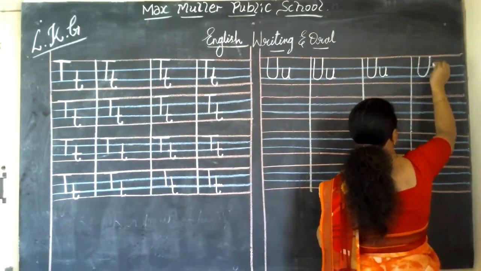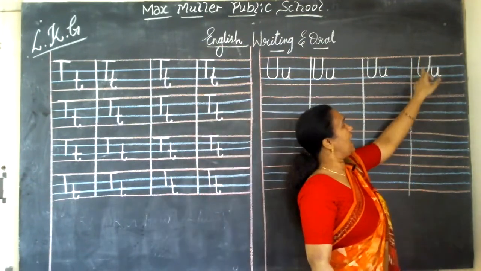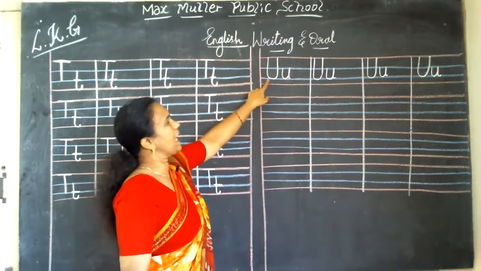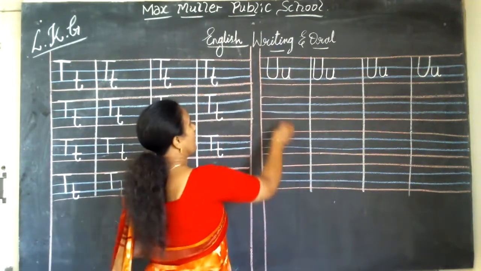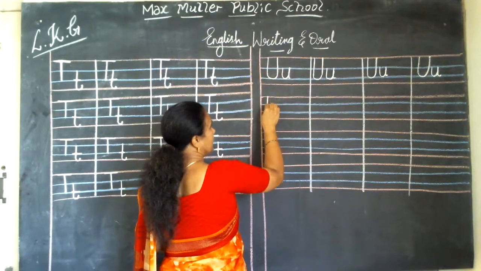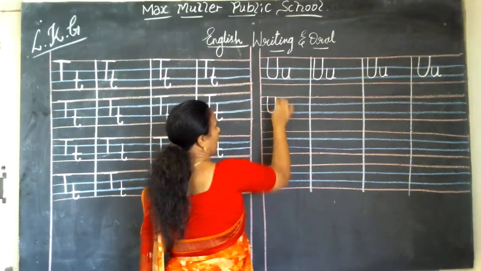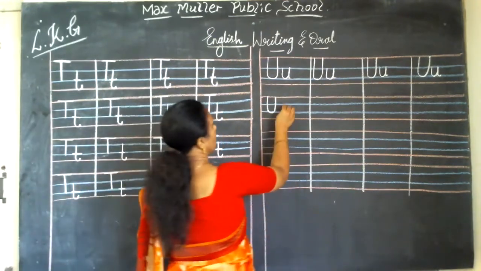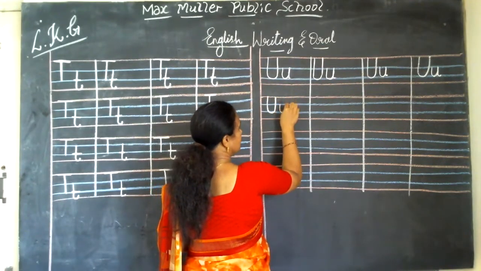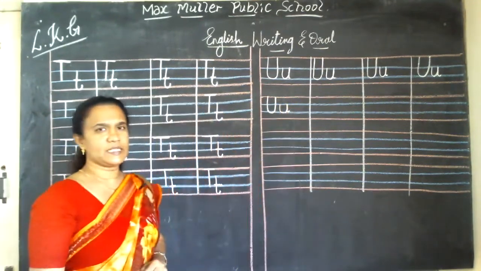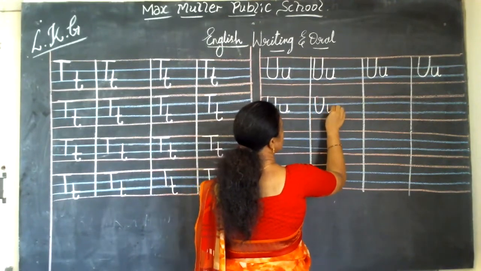Capital U, small u. Capital U will touch from the red line to the blue line. This is capital U, and the small u you write only in the blue line. Okay. Again, touch to the red line, to the blue line, standing line, take a curve, go up. Capital U, small u, touch to the blue line, come down, take a curve again. You have to write like this, small u, okay? Capital U, small u.